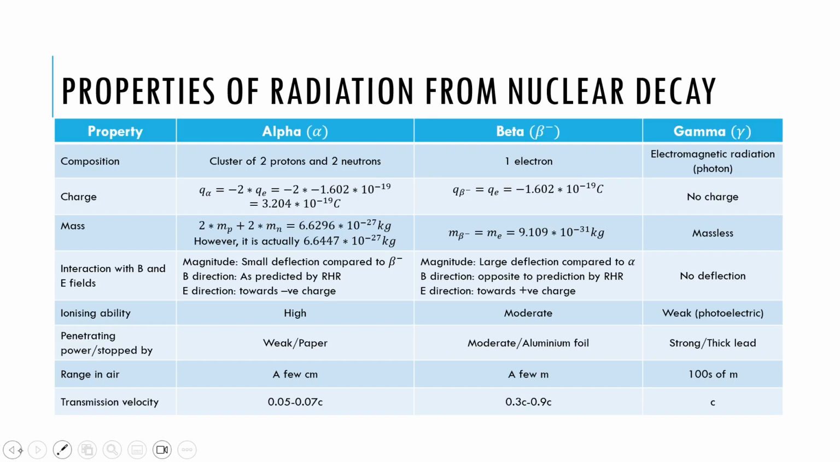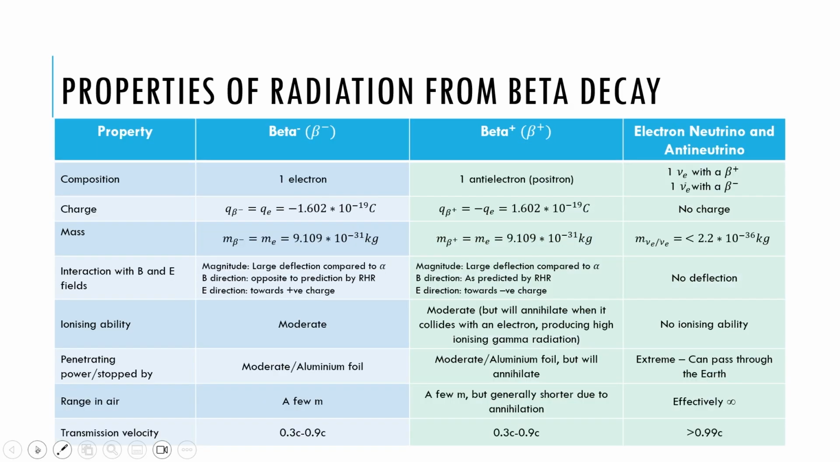Previously, we looked at different types of radiation from nuclear decay and summarized their properties in a table. However, we've just been talking about the idea that there are other particles that can be emitted as well: beta positive particles, electron neutrinos, and antineutrinos. So I wanted to add those to the table as well, and I thought we might just quickly review some of those properties now.